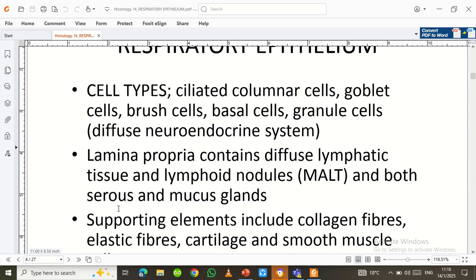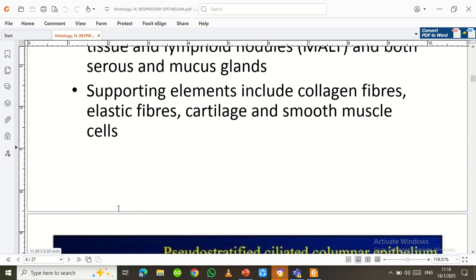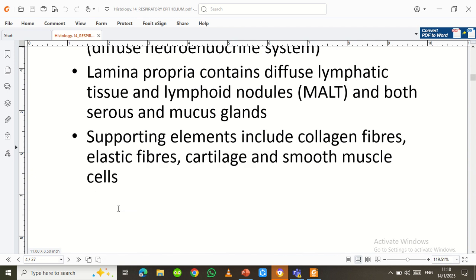But as you go down, the amount of lymphoid tissue decreases. Our trachea, our bronchi, our bronchioles, they have to maintain structural rigidity regardless of different pressures. So you have supporting elements, right? You have collagen fibers, elastic fibers, the cartilage, most specifically hyaline cartilage, and we also have smooth muscle. The smooth muscle is going to increase as you go down.